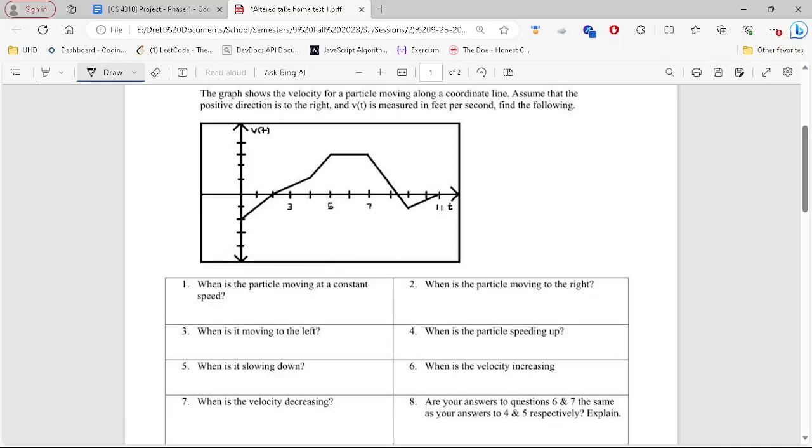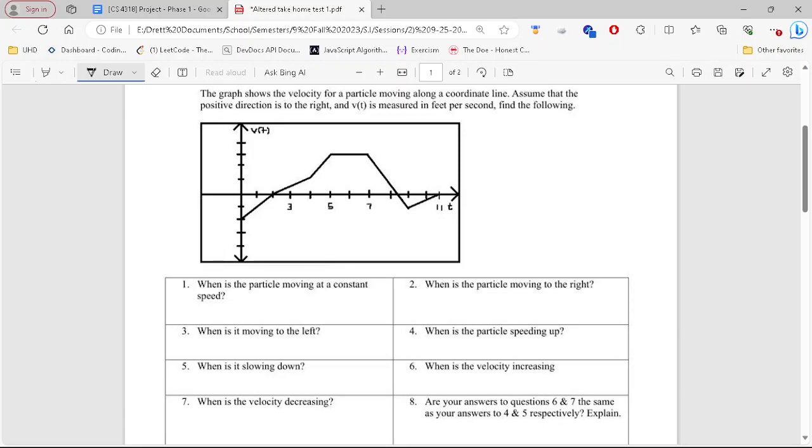When is the particle moving at constant speed? Okay, what is constant speed? Constant speed is when the speed is not changing, right? So this is velocity and time. This is how velocity changes with time. This is the value of velocity with respect to time. So we just need to find the parts where velocity is not changing.